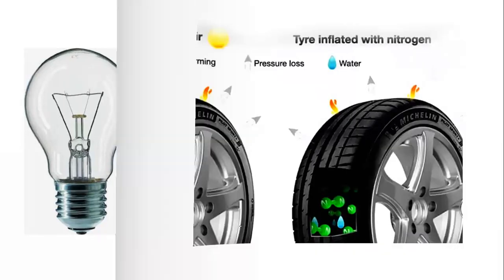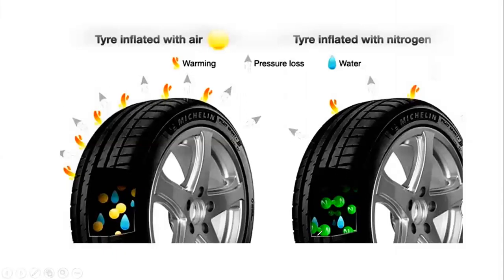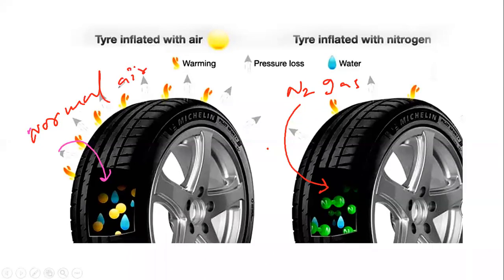You can see some of the fuel filling station. So these tubeless tires are filled with what gas? Nitrogen gas. They fill it instead of normal air. So what is the benefit of filling nitrogen here? Nitrogen gas is less reactive. It's lighter than normal air. Normal air contains moisture, water vapor, oxygen, then nitrogen also present, then carbon dioxide, sulfur, and many other gases.